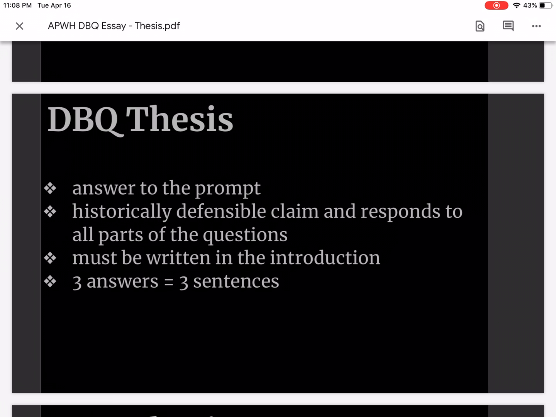If it asks for causes or effects, then you would need either 3 causes or 3 effects, but not one of each. So that's what it means when it says responding to all parts of the question. And of course, it must be on topic. I require the introduction because I think that the best way and the most appropriate style of writing when you're posed a question and a prompt is to provide the answer immediately after your context.